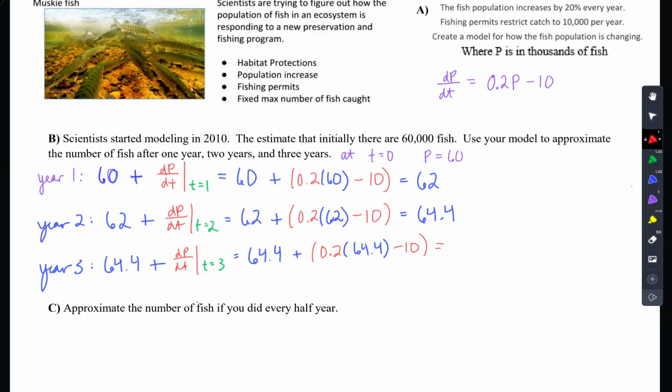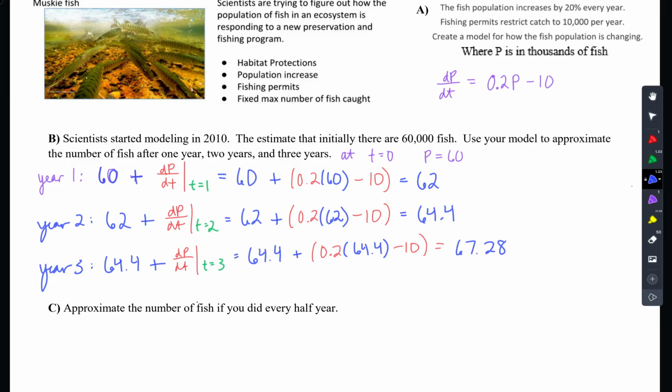Because every time the population increases, if I'm going to add another year to that, my population's changing, it's growing. I already typed this in, it was 67.28. Remember, that's all in thousands of years. Okay, now this is if we did it every year.